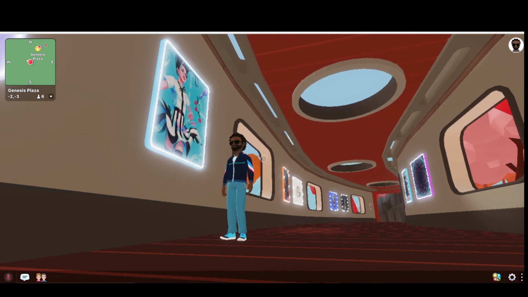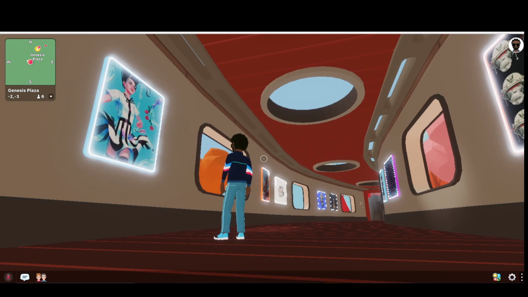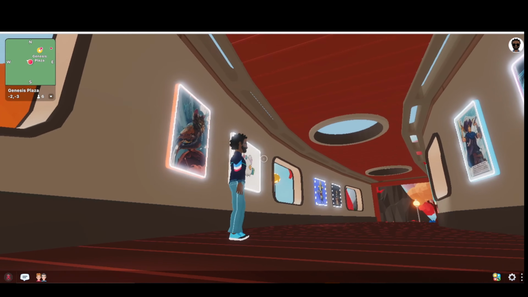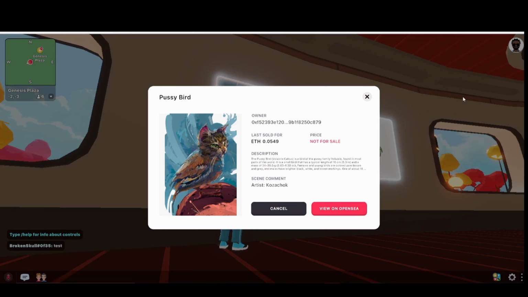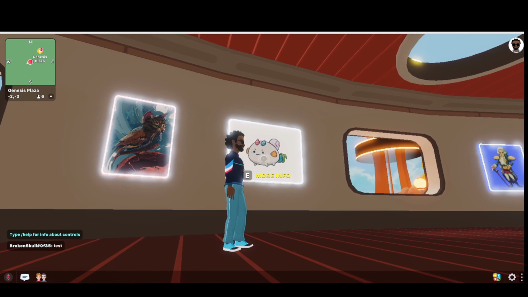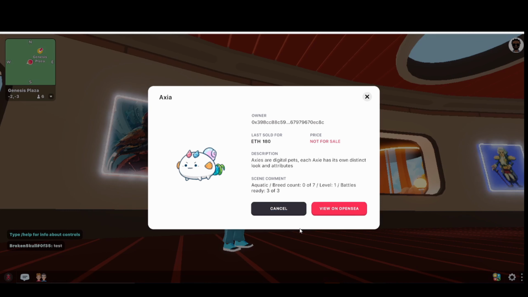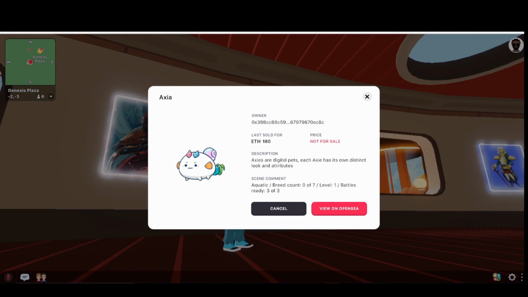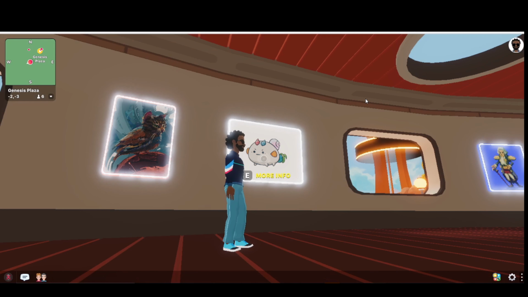So let's walk through, and you see these NFT paintings on the wall. These things are actually for sale. As you walk by, you'll see E, and it asks if you want more info. Okay, last sold for 0.05 ETH, and it's not for sale. None of these things in here, I don't think, are for sale. I think someone bought them all just to create this. And then look at this here. This sold for 180 ETH. This one NFT. Now let's look at the price of Ethereum. Ethereum is currently at $1,839. Someone bought this NFT for 180 ETH. I'm not going to do the math because it's not my money, but it seems like a substantial amount of money for a digital piece of art.